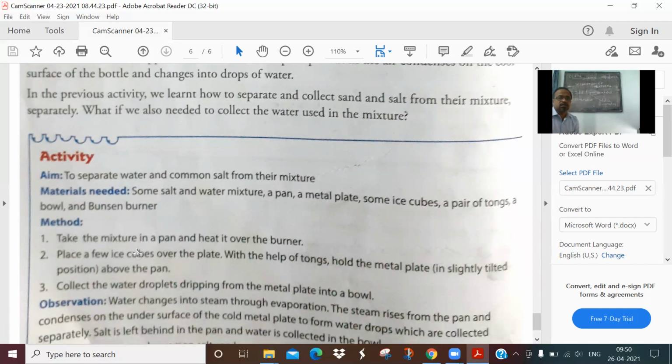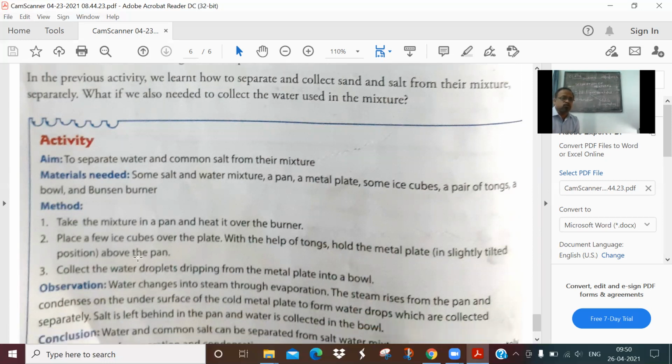The mixture is taken in a pan and heated over the burner. It's as usual. Then the evaporation starts. Place a few ice cubes over the plate. You put some ice cubes in the plate and keep it above the pan, where the vapors coming out come in contact with the cold surface of the plate. So place ice cubes over the plate. With the help of a pair of tongs, hold the metal plate slightly above the pan.